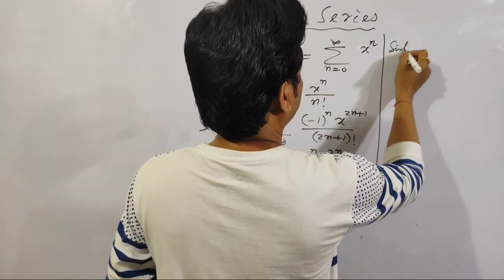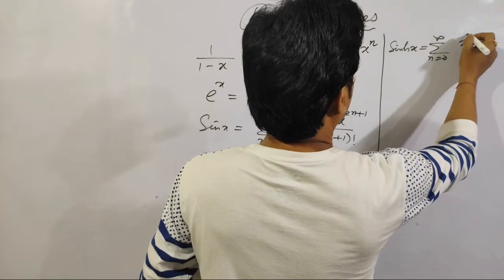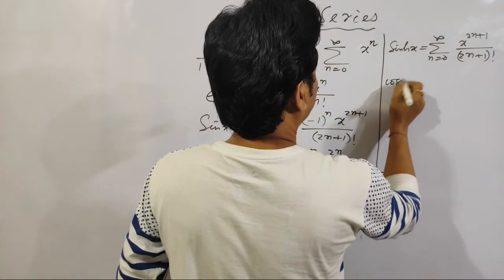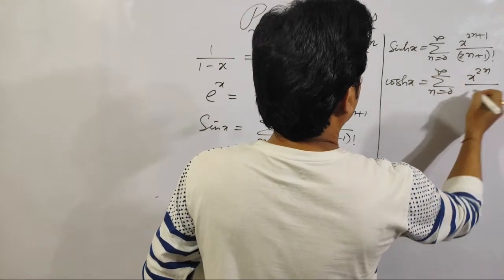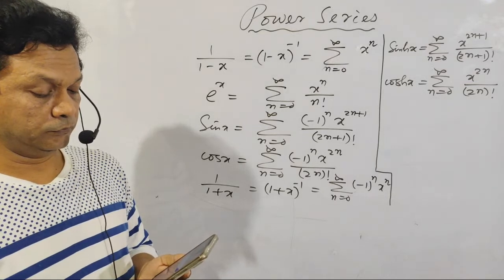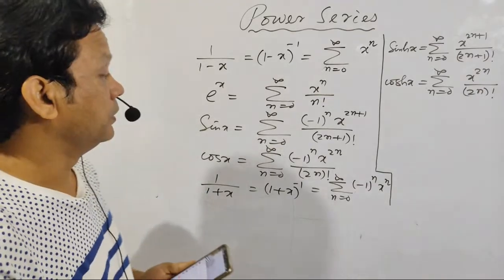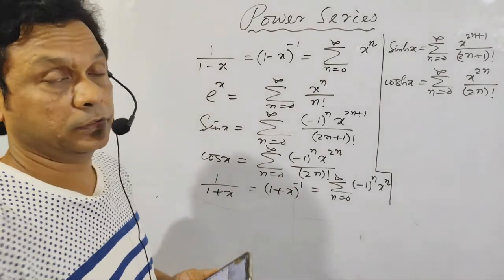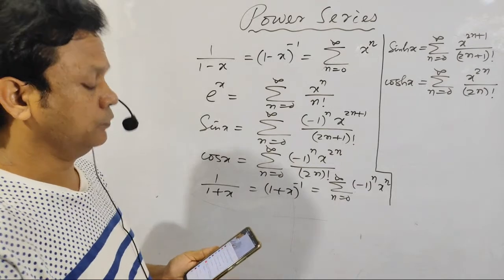Now, another two formulas I am giving you. Sin hx, hyperbolic function: summation n is equal to 0 to infinity x to the power 2n plus 1 divided by 2n plus 1 factorial. Then cos hyperbolic x: summation n is equal to 0 to infinity x to the power 2n divided by factorial of 2n. So these formulas you should remember first of all, because you should apply these formulas directly. Okay. So after remembering these formulas, we can move.